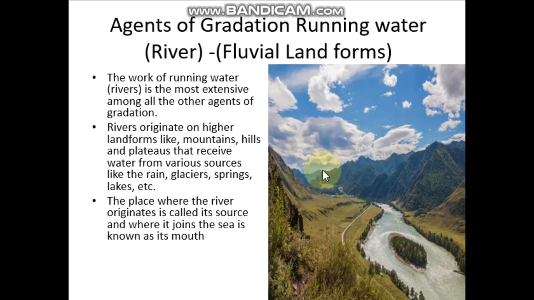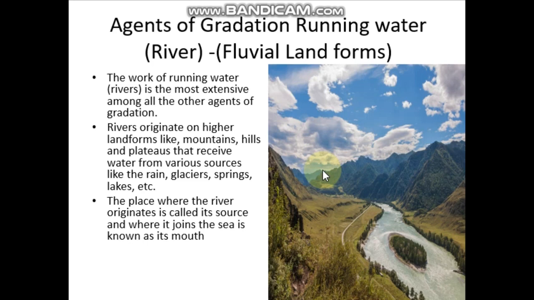So we all have seen rivers. From where will a river originate, where will it start? On the higher landforms, in the sense of mountains, hills and plateaus. There the rivers originate and receive water from various sources like rain, glaciers, springs, lakes, etc. The place where the river originates is called its source, and where it joins the sea is known as its mouth. Please listen.